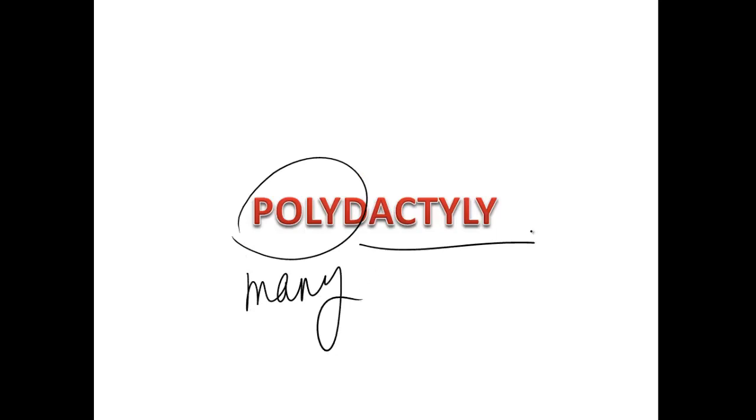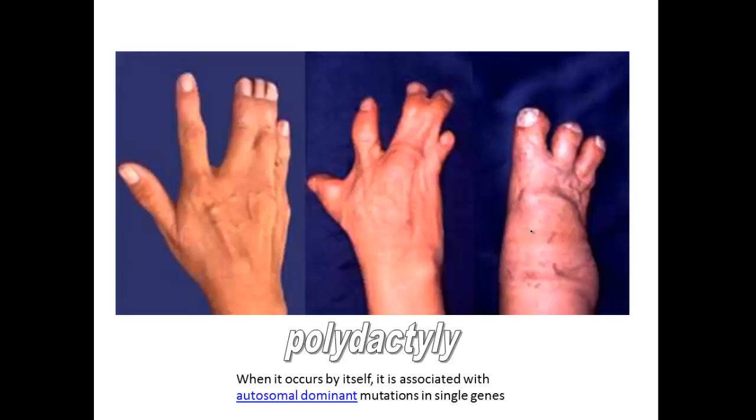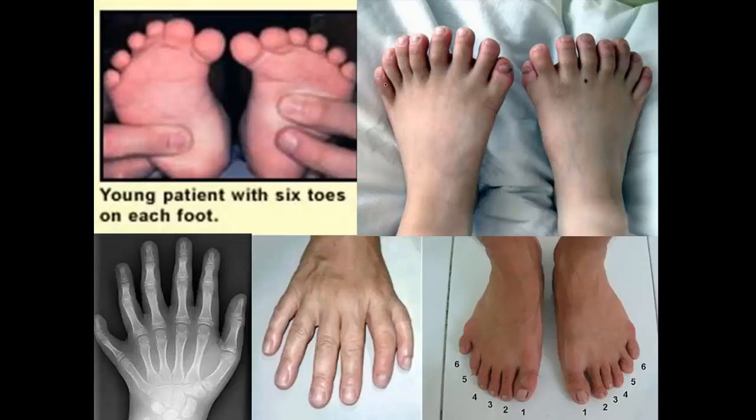Polydactyly is another genetic mutation. Poly means many, and these are people that are born with too many fingers or too many toes. Here's the fingers, and here's some patients born with too many toes. If you count this guy, he actually has 8 toes on both of his feet.